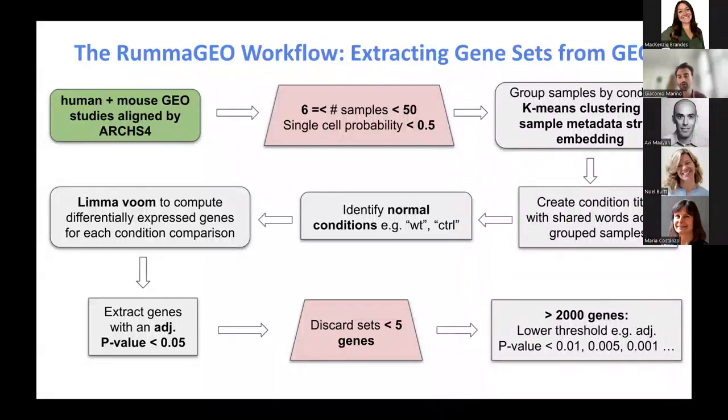After this, we can look and see if we find any keywords that would denote a normal condition, such as wild type, control, and then use limma-voom to actually compute differential gene expression signatures and extract up and down gene sets based on the adjusted p-values. We'll basically just discard sets where there weren't enough significantly differentially expressed genes, so less than 5. And then for those that are greater than 2,000, actually incrementally lower the threshold to get below that number.